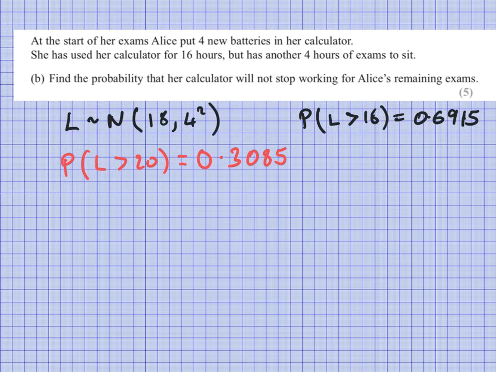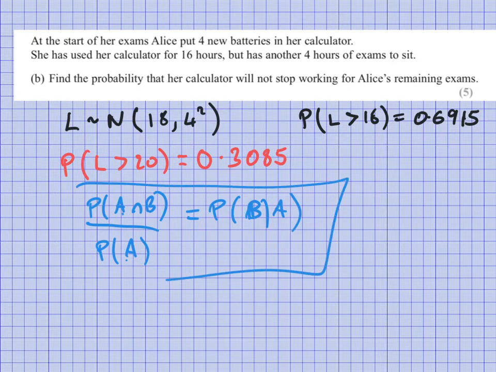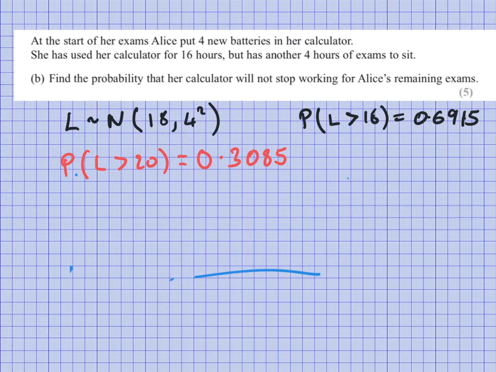So we have to recognize that this is asking us to do a conditional probability. The conditional probability is the probability of A and B, so that it's lasted longer than 16 hours and longer than 20, so obviously the probability that it's longer than 20, divided by the probability of A, and that gives us the probability of B given A, which is what we're after. A is the probability that it lasts more than 16 hours, and B is the probability that it lasts more than 20. So clearly the difficult part of this question is recognizing that we're talking about a conditional probability.